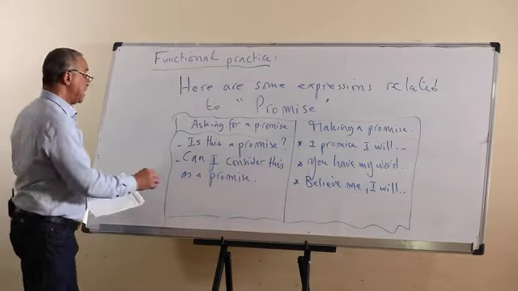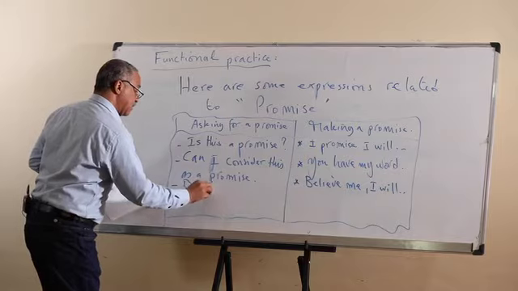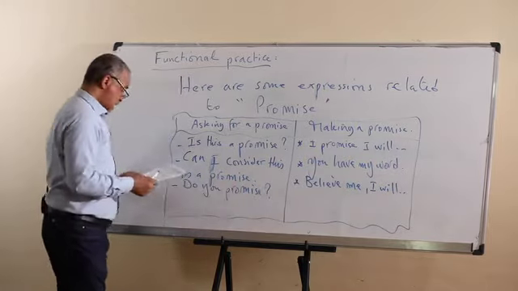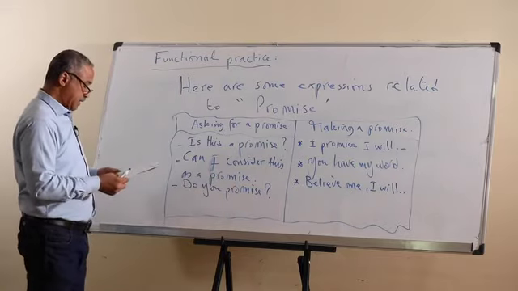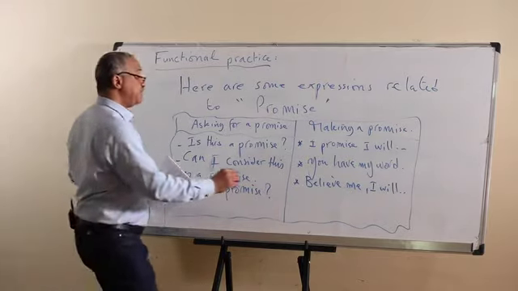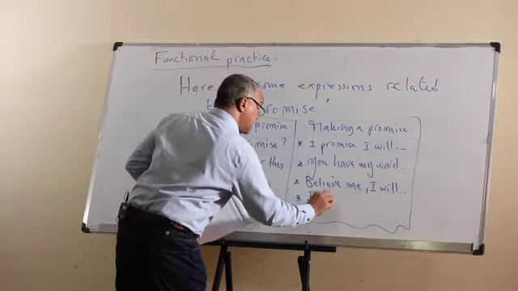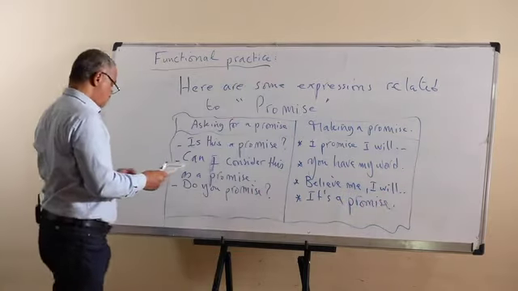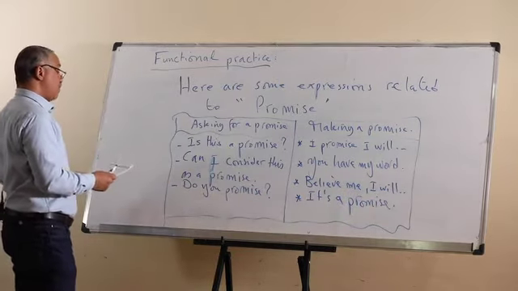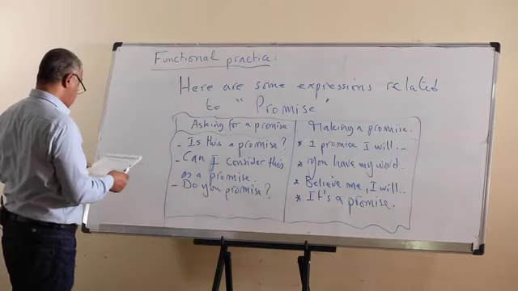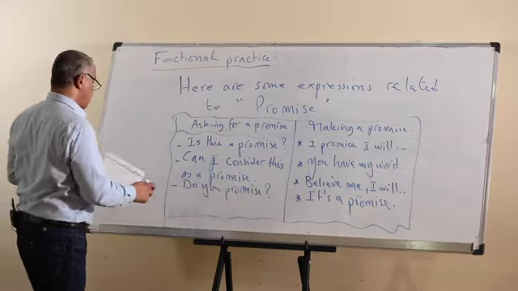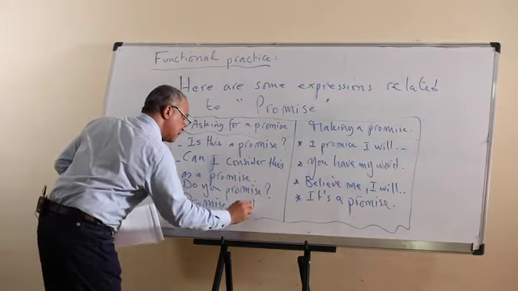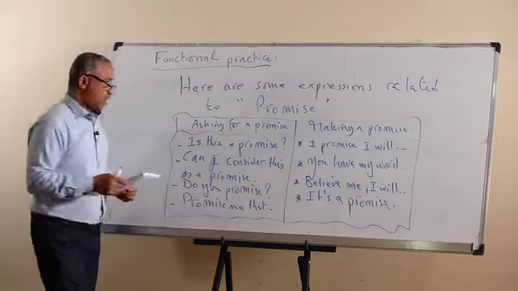"Do you promise?" This is for asking for a promise. And then the following one, "It's a promise." This is for making a promise. And the last one we have, "Do you promise?" Can I consider, is this a promise? And the last one, "Promise me that." This is a chart of only four.